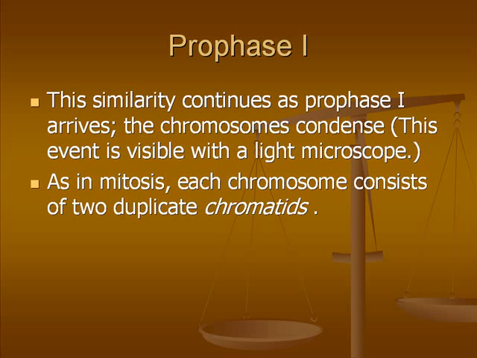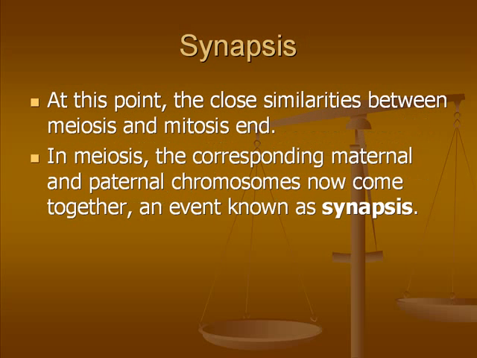Prophase 1 arrives. Chromosomes will condense. This is visible under the microscope, and remember, in this process cells have to bring in additional energy because it requires energy for cells to undergo division, especially in the nuclei. So you'll see an increase in the cytoplasm outside the nucleus, an increase in the number of mitochondria, and protein products that are involved in this process. As you saw in mitosis, each chromosome consists of 2 duplicate chromatids. Then we'll see close similarities between meiosis and mitosis in this process.